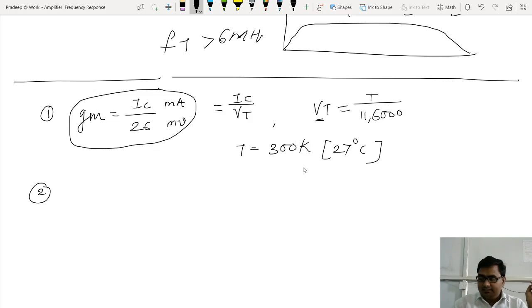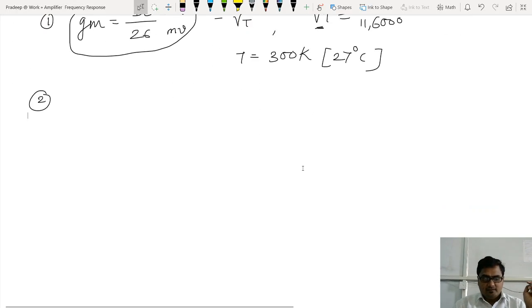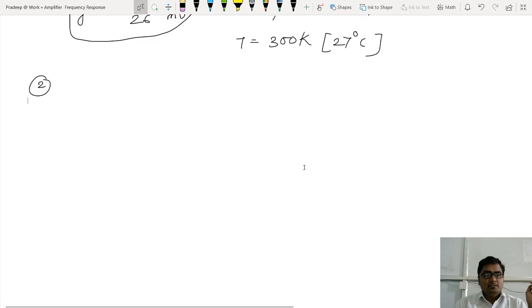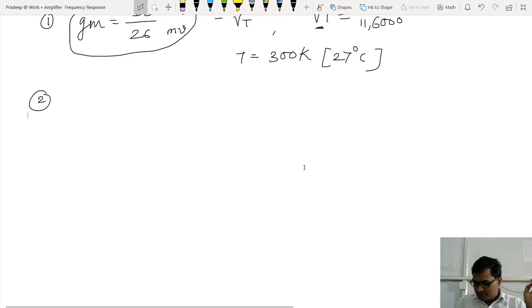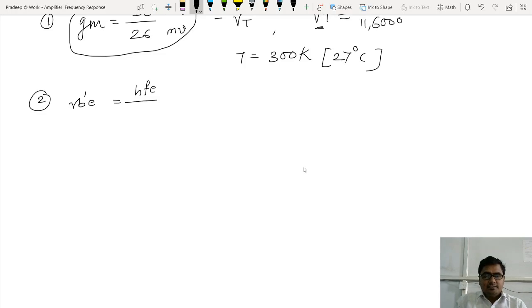Now the second formula is related to input, or what I can say, an internal impedance. Let me write it here. It is R B dash E, the virtual base to emitter resistance, and the equation is hFE divided by gm. Obviously it's a resistance, so the unit must be ohm.